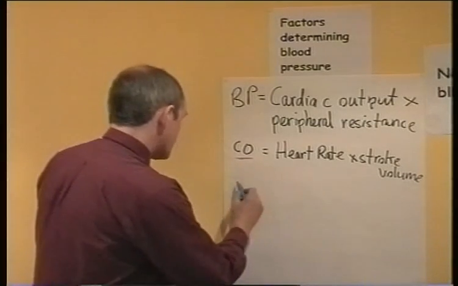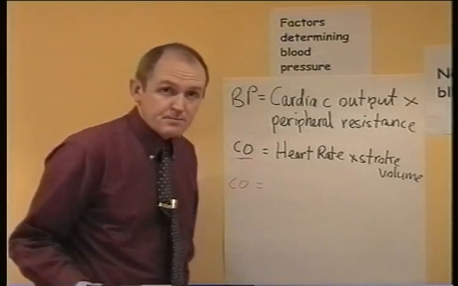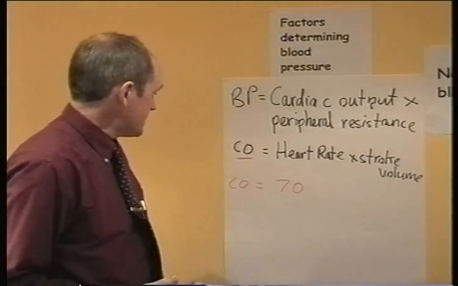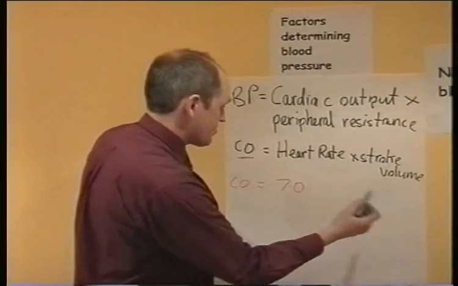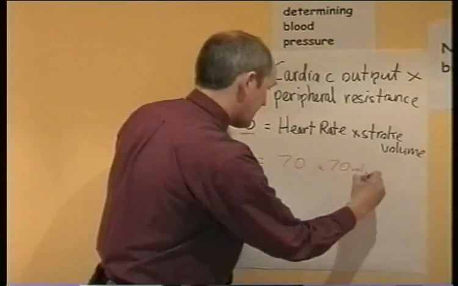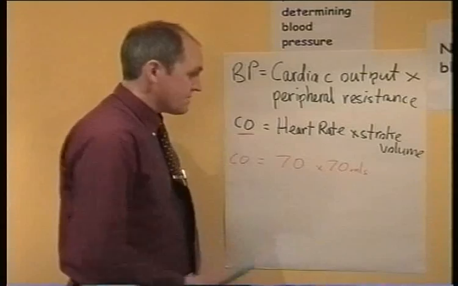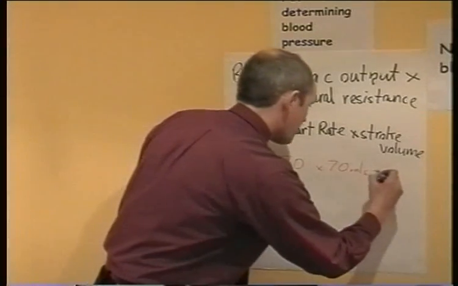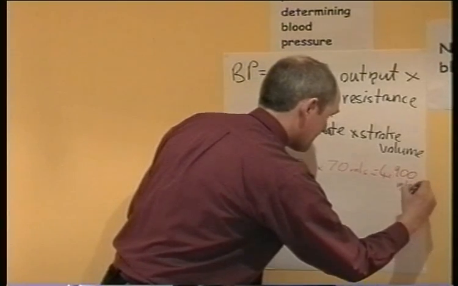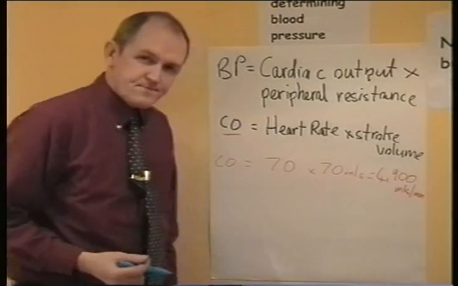So cardiac output equals heart rate. Let's say a normal heart rate is 70 beats per minute. So the heart is beating 70 times per minute. And let's assume that the stroke volume is, say, also 70 mils. So 70 times a minute, the heart is beating out 70 mils of blood, which would equal 4,900 mils a minute. In other words, round about 5 litres.